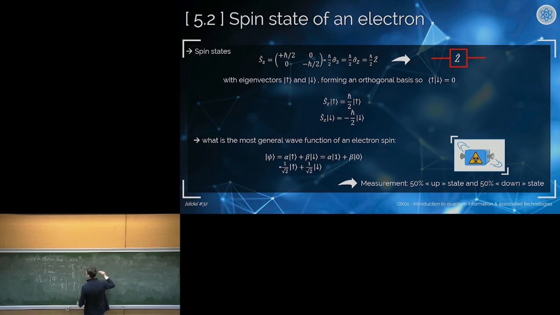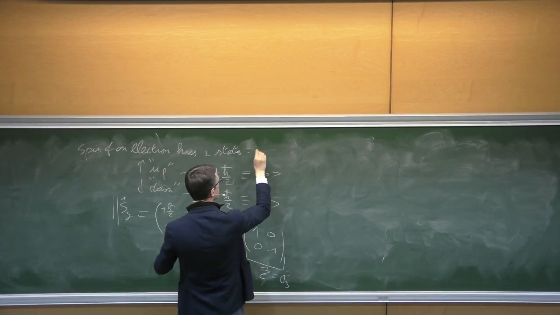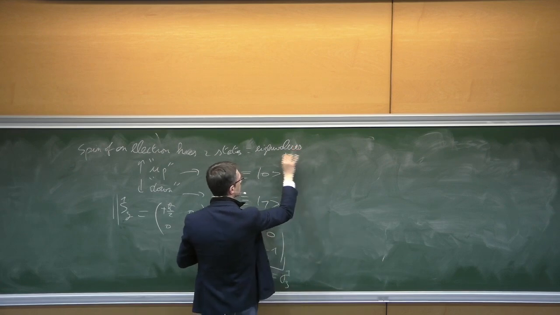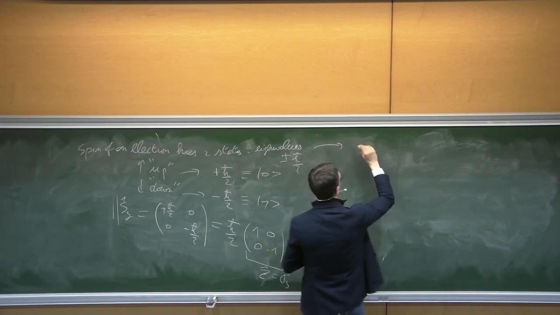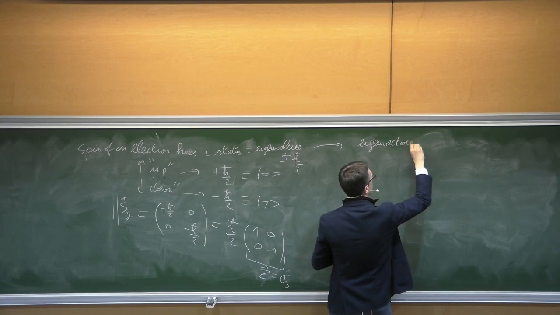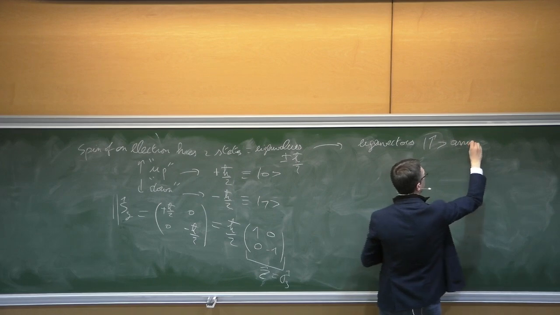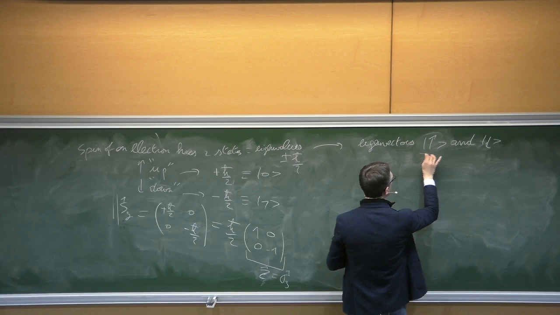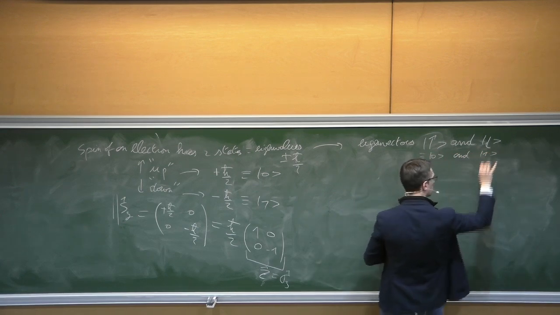So the eigenvalues, I didn't write them. So these are the eigenvalues: plus minus h bar over 2. And I can associate eigenvectors. Eigenvectors, up and down, say, which would be the 0 and 1.